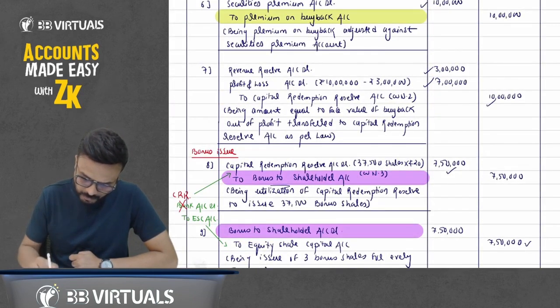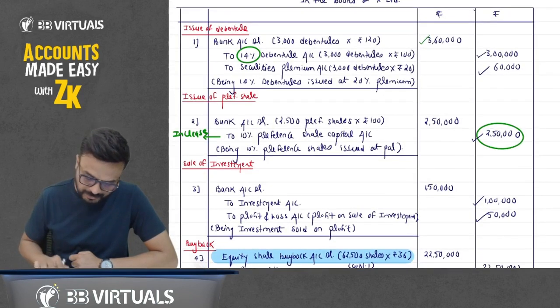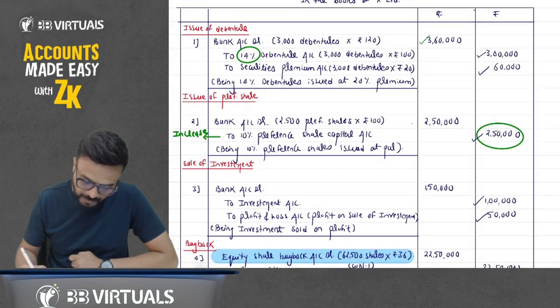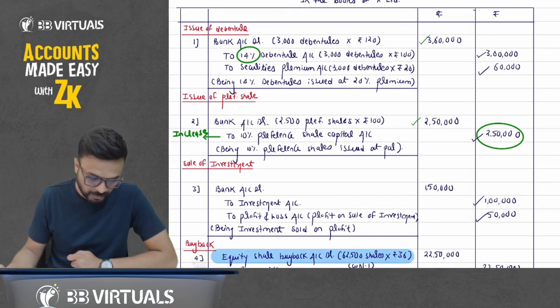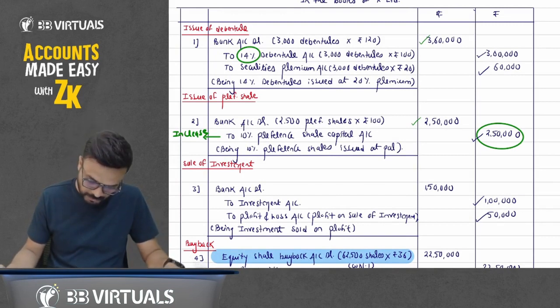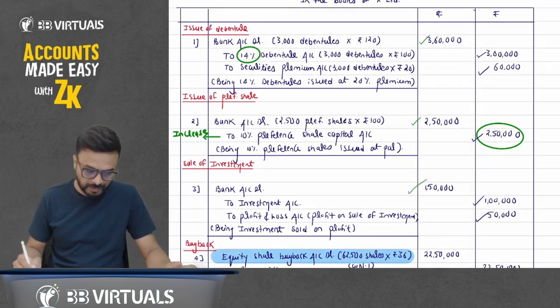Just 1 minute, one by one. So we will add 3,60,000. Then we have issue of preference shares, so we will add 2,50,000. Then sale of investment 1,50,000.